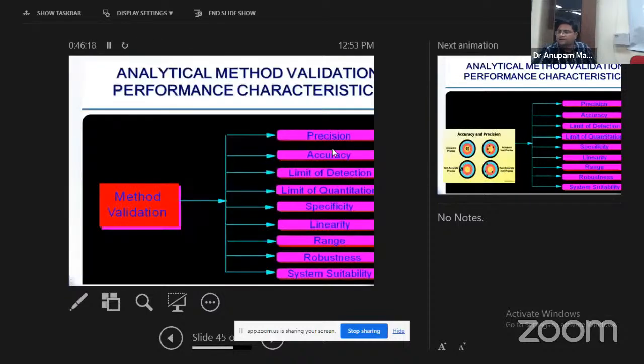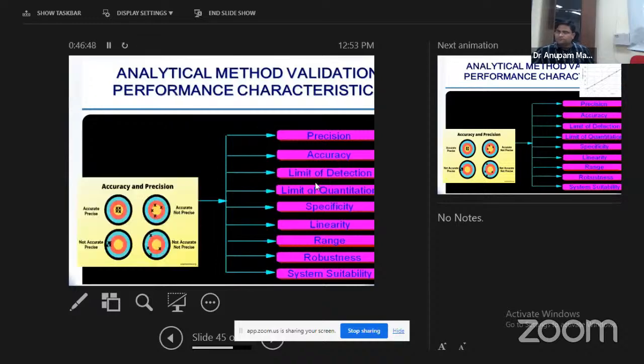Now, some analytical method validation characteristics. If you are going for method validation, you have to take care of precision, accuracy, limit of detection, limit of quantification, specificity, linearity, range, robustness, and system suitability. As per the USP and ICH guidelines, they set some parameters. By using these parameters, you can develop a validated method for any plant material, any marker compound.